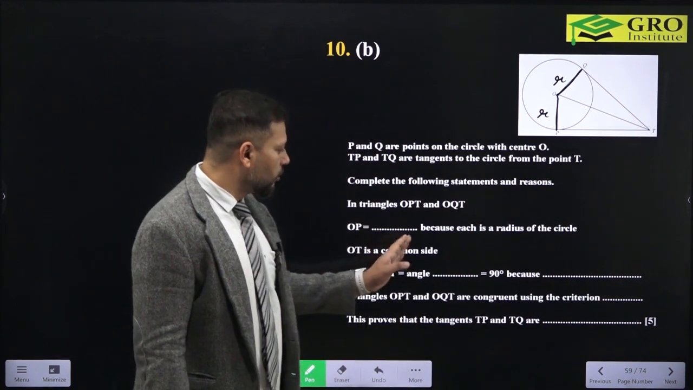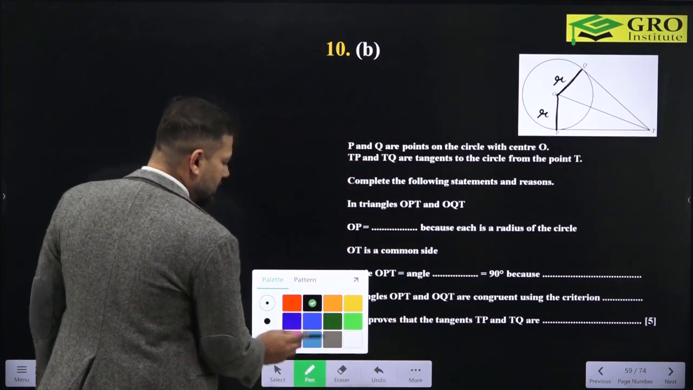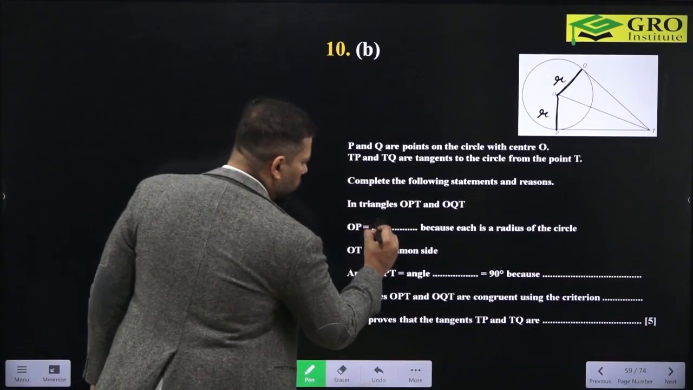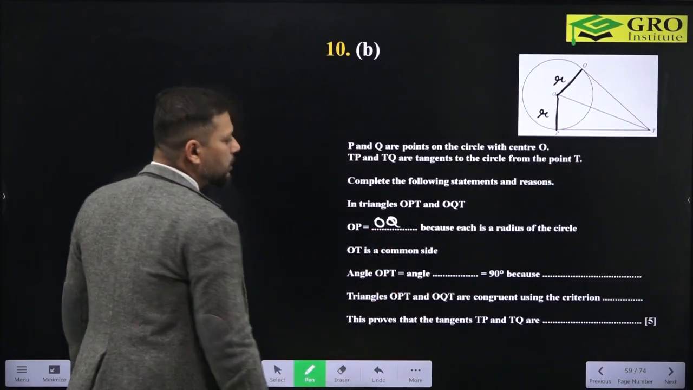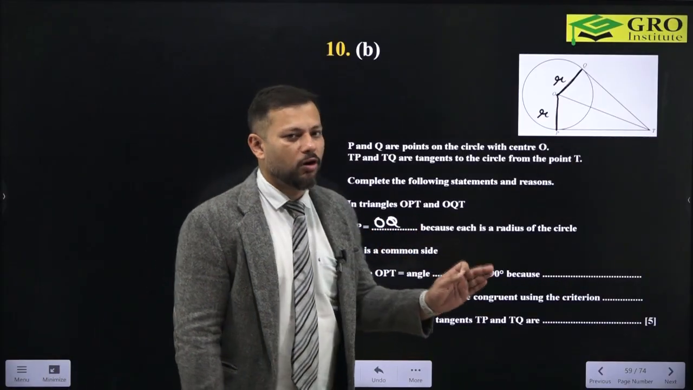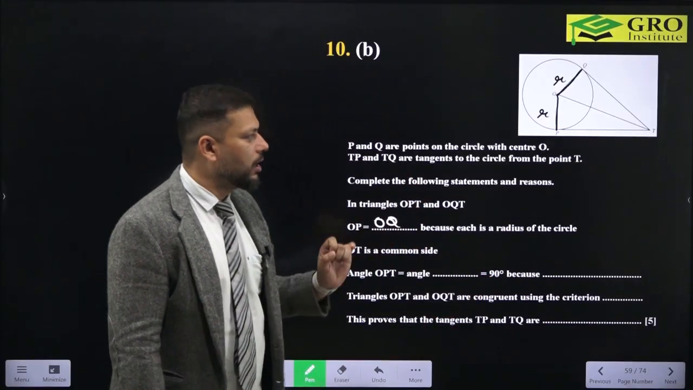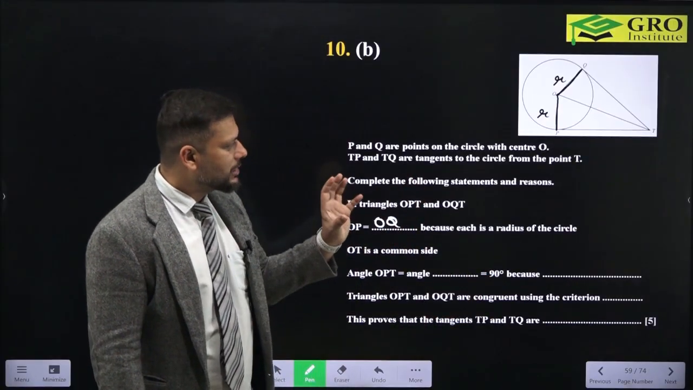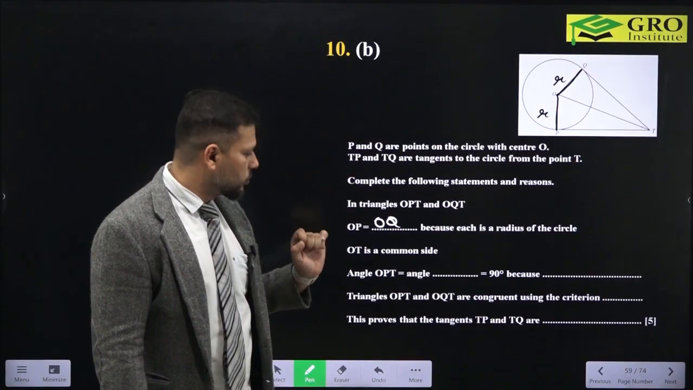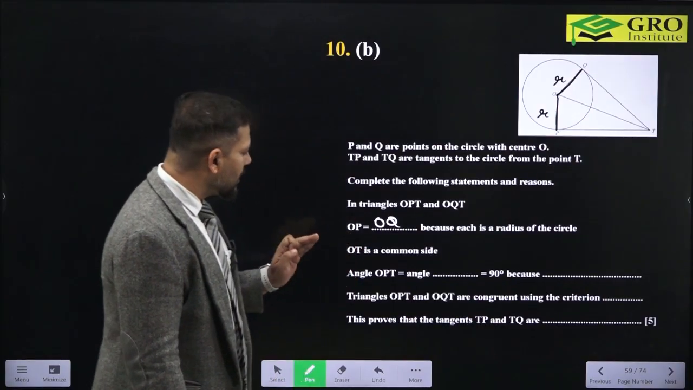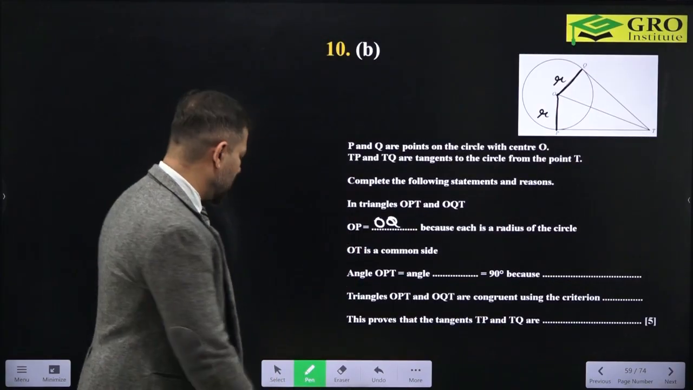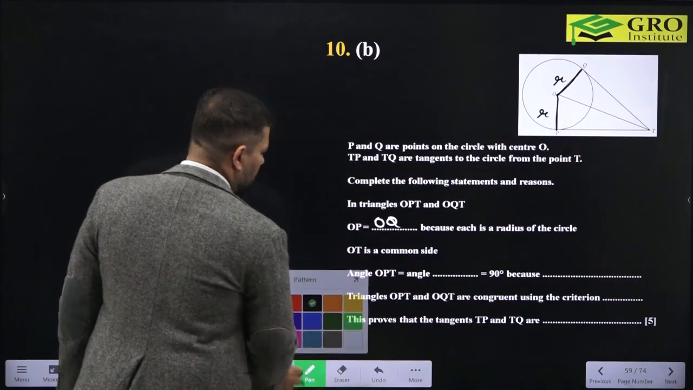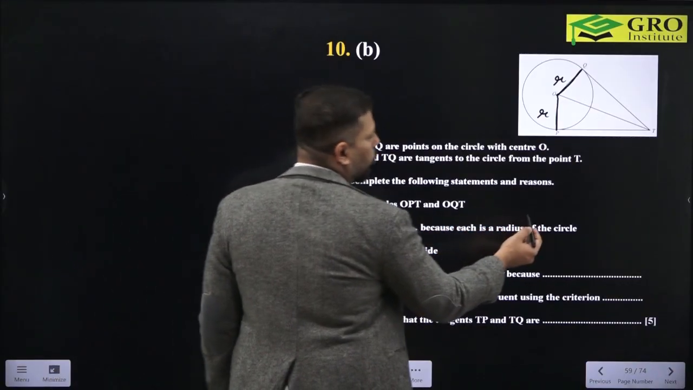So the answer for this would be OP is equal to OQ, because each is a radius of the given circle. That is quite easy. Just by analyzing the figure, we can get the answer. Moving ahead, OT is a common side. Yes, definitely OT is a common side. We are just talking about the triangles OPT and OQT, right?